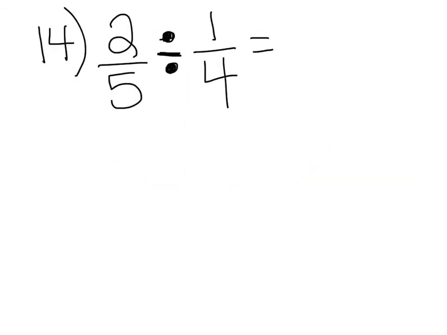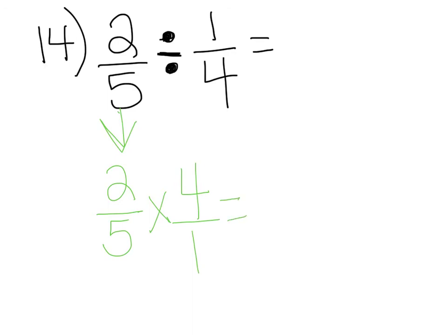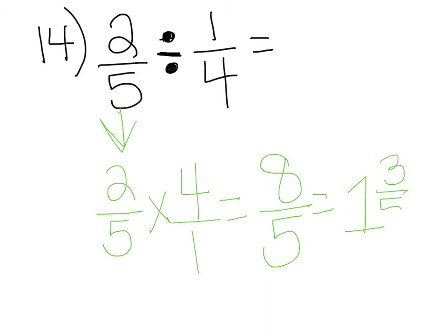Alright, number 14 is 2/5 divided by 1/4. So again, leave your first fraction alone. It's going to stay 2/5. And we're going to multiply by the reciprocal. So the reciprocal of 1/4 is 4/1. So when I'm dividing 2/5 by 1/4, I'm really multiplying it by 4. So 2 times 4 is 8. 5 times 1 is 5. Change it to a mixed number. 5 goes into 8 once, with 3 out of 5 left over.